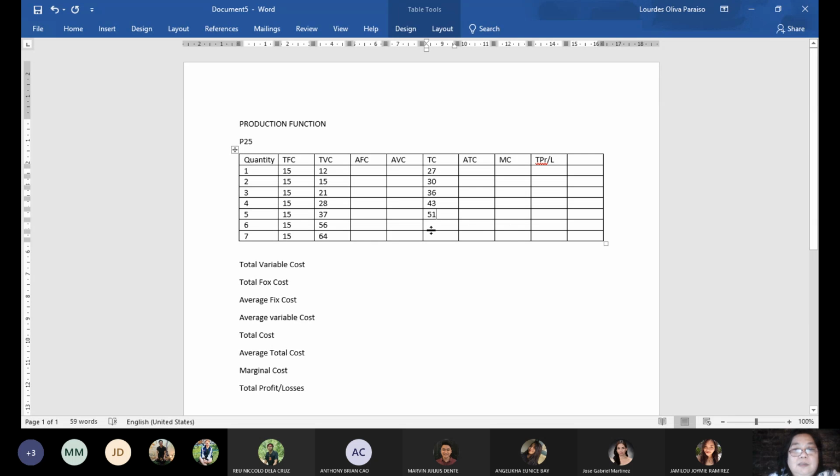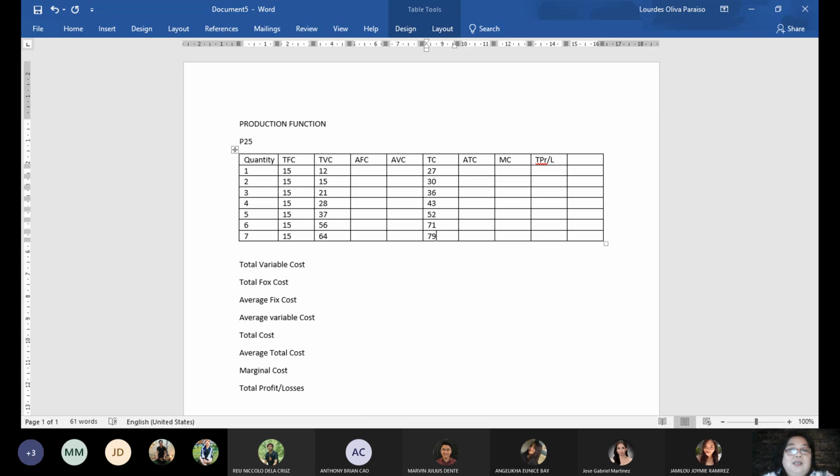Okay? Ay, 52, 52. And you have here 60, 71. 71. Okay. And then you have 79. So, ibig sabihin, ang production cost mo sa 7 pair ng bakya is 79 pesos. Tama ba? Is it correct? Nakuha niyo ba? Ang puhunan mo sa paggawa ng 7 pares ng bakya, 79 pesos.